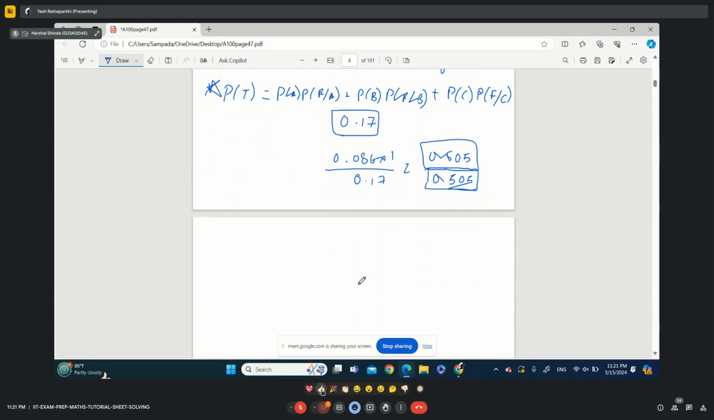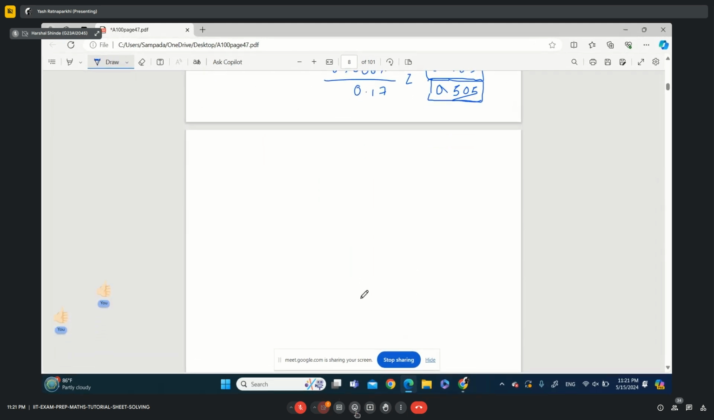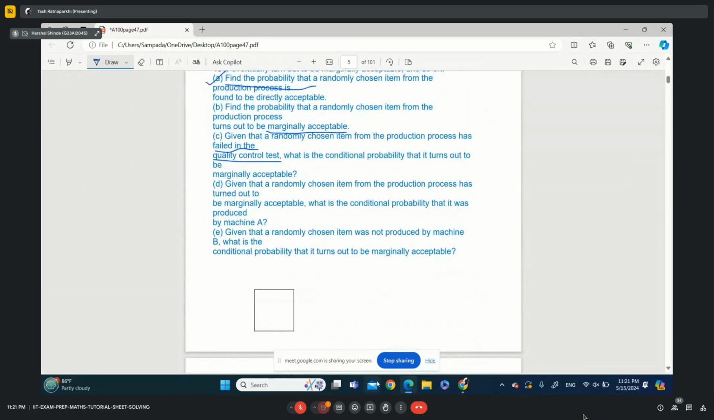So I hope this C part has been done and we are happily on the verge to start with the D part. So D part is given that a randomly chosen item from the production process has turned out to be marginally acceptable. What is the probability that it was produced by machine A? Got it. So again, the same logic. So now we need to find the probability of A given that it is marginally accepted, right?